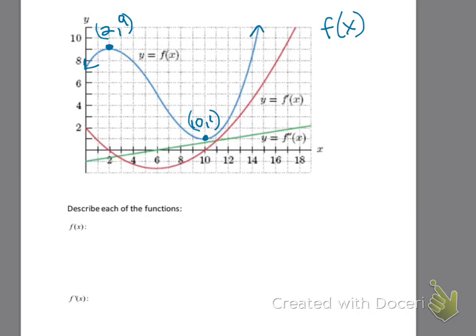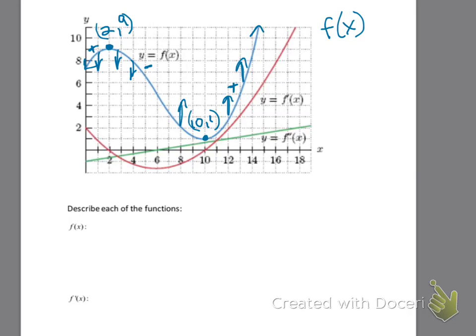Let's talk about slope. My slope is positive to the left. My slope is negative to the right of that relative max. My slope is negative to the left and positive to the right of my relative min. My function is concave down, all in here, and concave up, all in here.